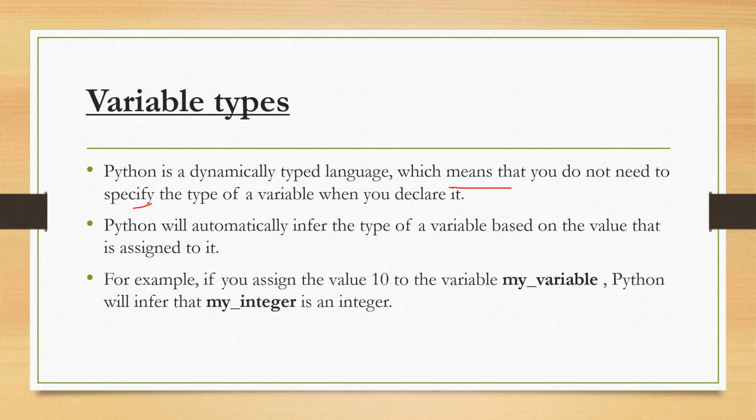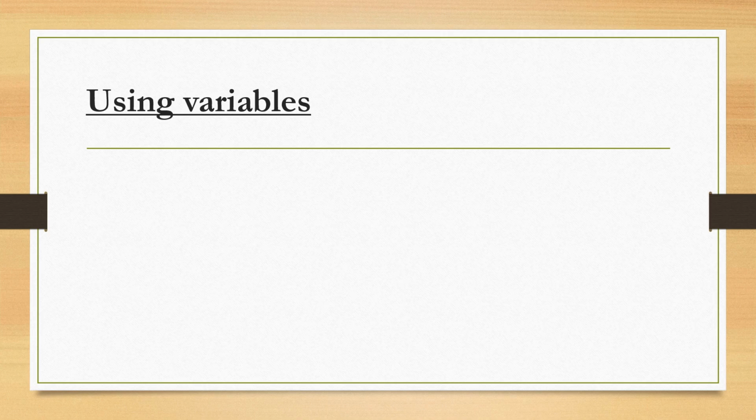For example, if you assign the value 10 to a variable my variable, Python will infer that my integer is an integer. So now it will automatically detect which type of data type or value we are going to provide to our variable.